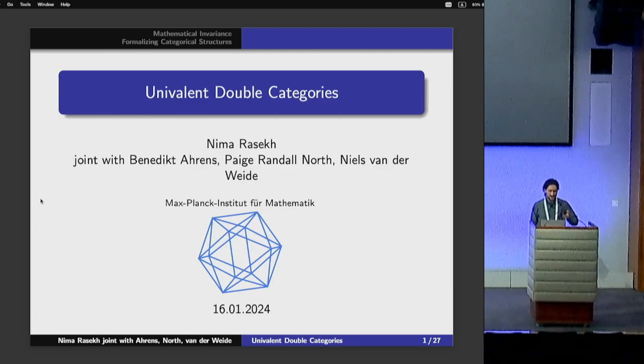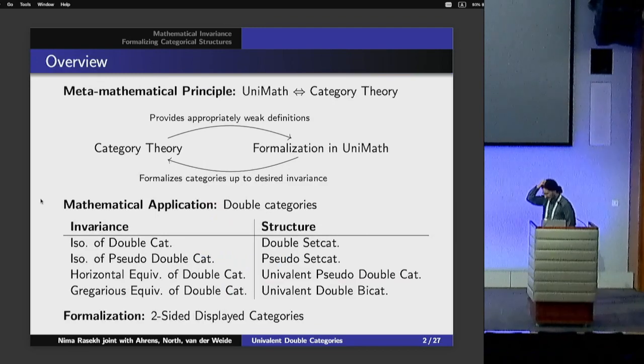So this talk is joint work with Benedikt Ahrens and Paige, who are not here, and Niels, who just gave the talk right before me. The aim is to understand univalent double categories. There's in some sense a three-point aspect to this talk. Let me give you an overview that should not make sense yet, but hopefully at the end of the talk it will.